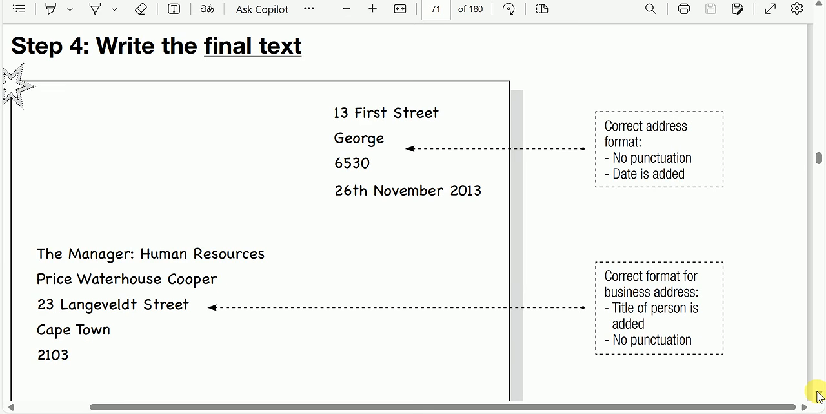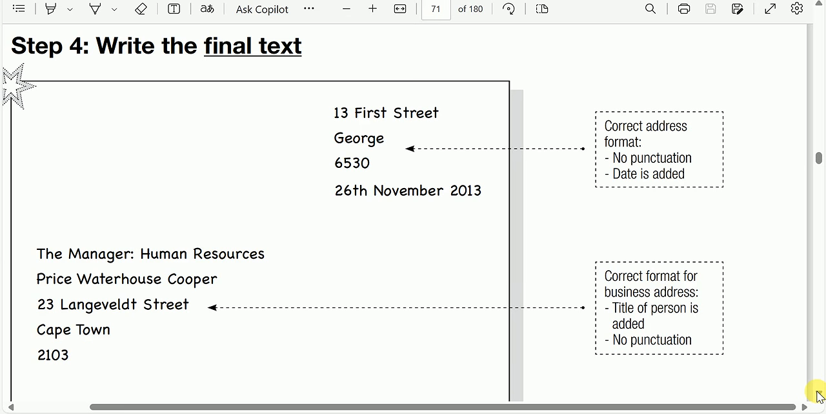Or you can say private bag X 204 George. Now, if you say private bag, there's no need to mention street names and so on anymore, right? So please ensure that you know how to differentiate between a postal address and a residential address. Don't mix the two. And the date is also important. Don't undermine such small stuff such as writing of an address, please, because you end up forfeiting marks because of these silly mistakes of not even writing the correct address.